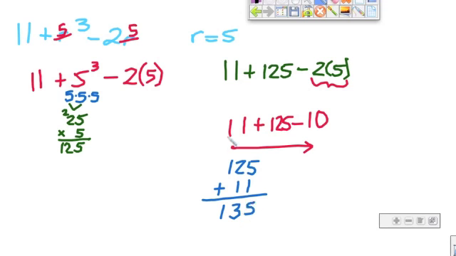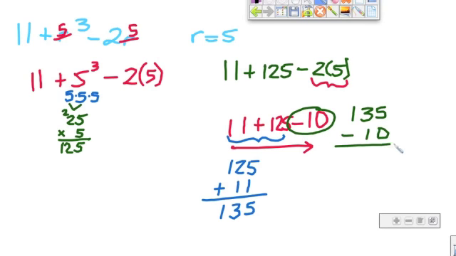Okay, so far I've taken care of those two. So now I'm going to take that 136 and I'm going to go ahead and subtract my 10. Okay, that gives me a 6, 2, and a 1. So my final answer for this problem is 126.